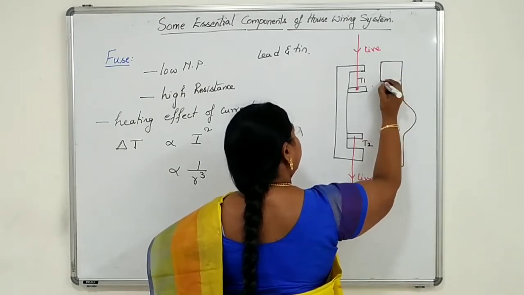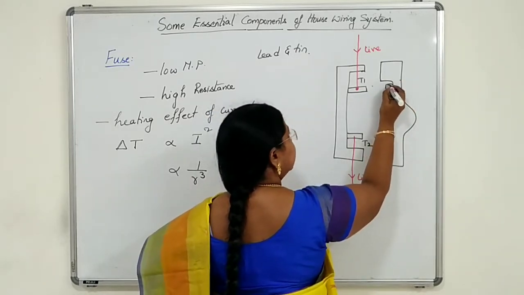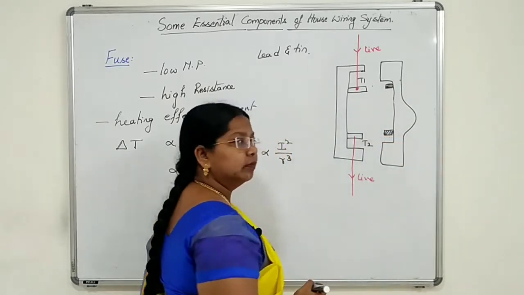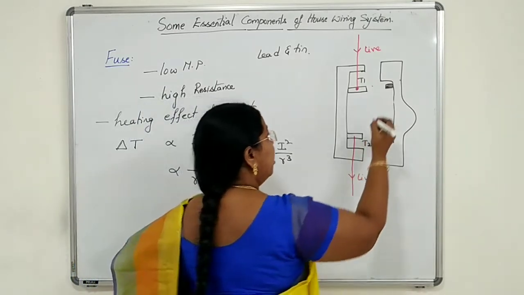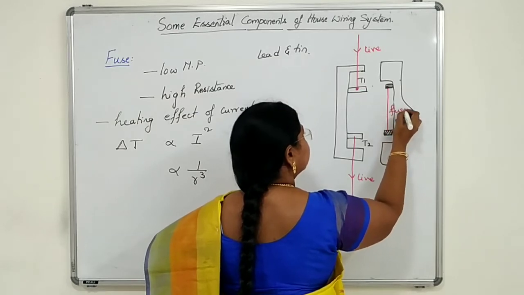There is a socket where we are having two terminals, T1 and T2. There is a connection between these two terminals with the help of a fuse wire. This is your fuse.